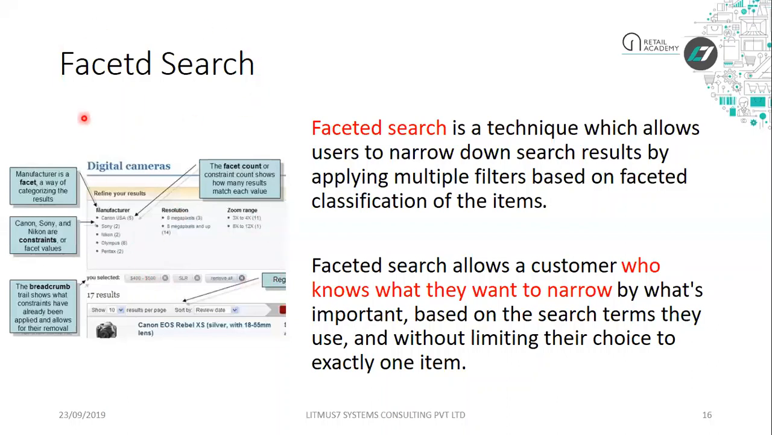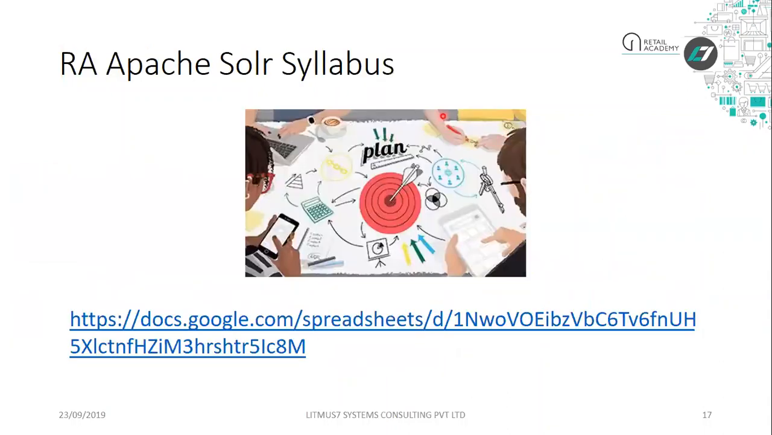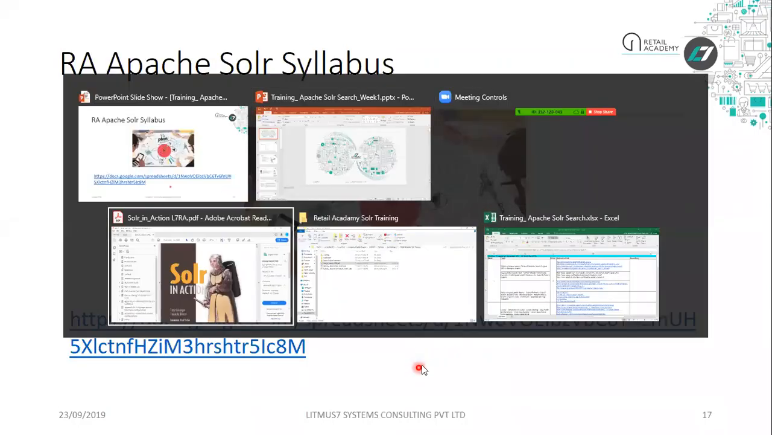Faceted search is another important concept in search and search operations that allows the end users to navigate, filter out the irrelevant results and identify exactly the results that they are looking for. I would also like to share the syllabus with you.